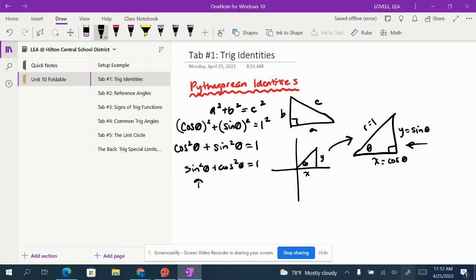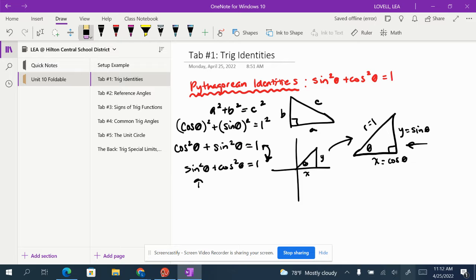Like they usually put the sine squared theta first. I don't know why. These are obviously both the same thing, but we're just going to memorize it as sine squared theta plus cosine squared theta equals 1. So that's going to be our first Pythagorean identity. Sine squared theta plus cosine squared theta equals 1.